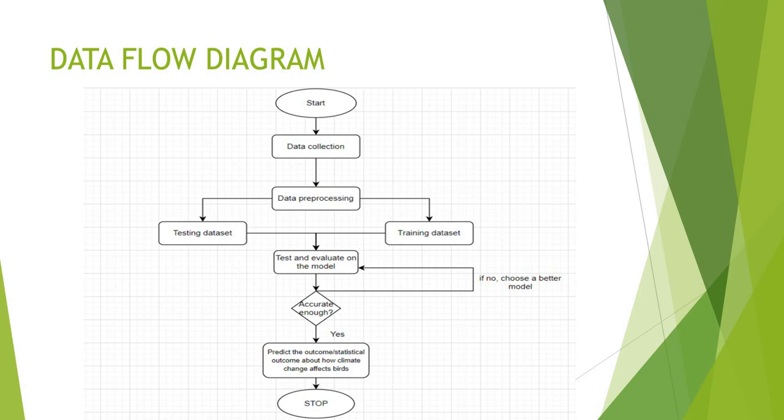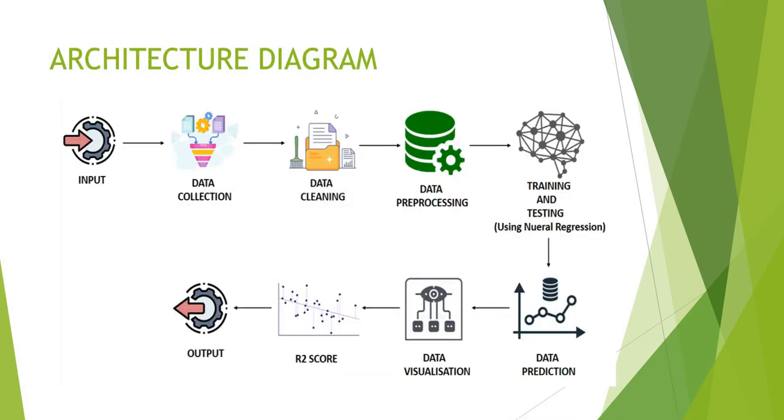So it is split into those two, and after that the data is tested and evaluated on the model, and if it is accurate enough, go ahead and predict the outcome, but if it is not, choose a better model or make enhancements to the current model to get a better accuracy.